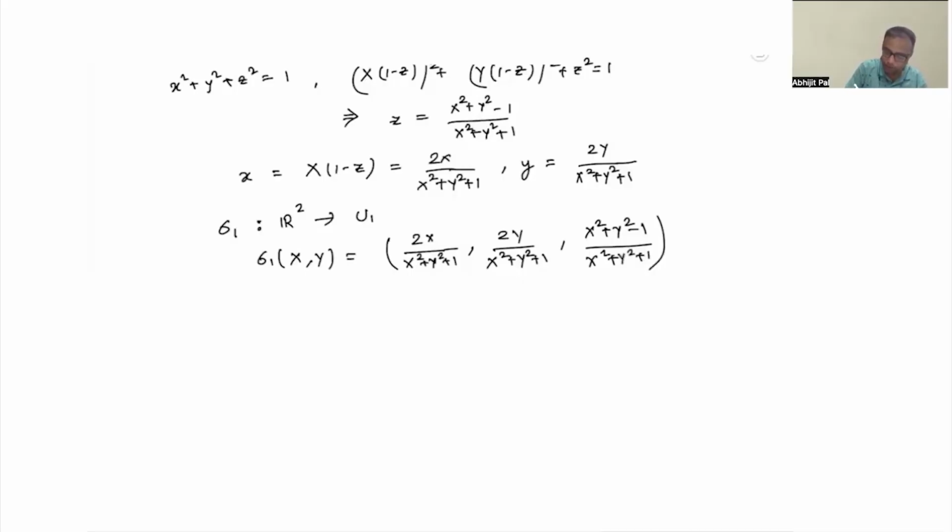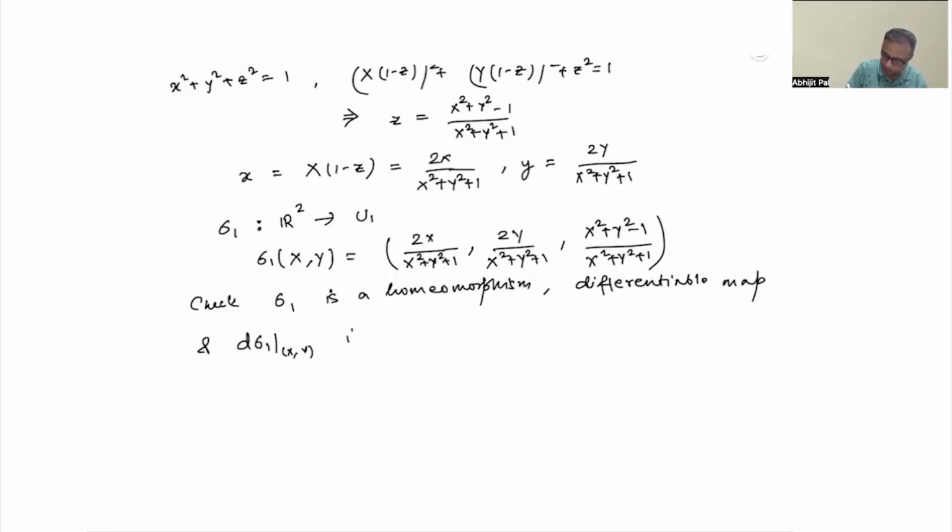So again, check that sigma 1 is a homeomorphism, a differentiable map, and d sigma 1 at each point (X, Y) is injective. So this you can check.